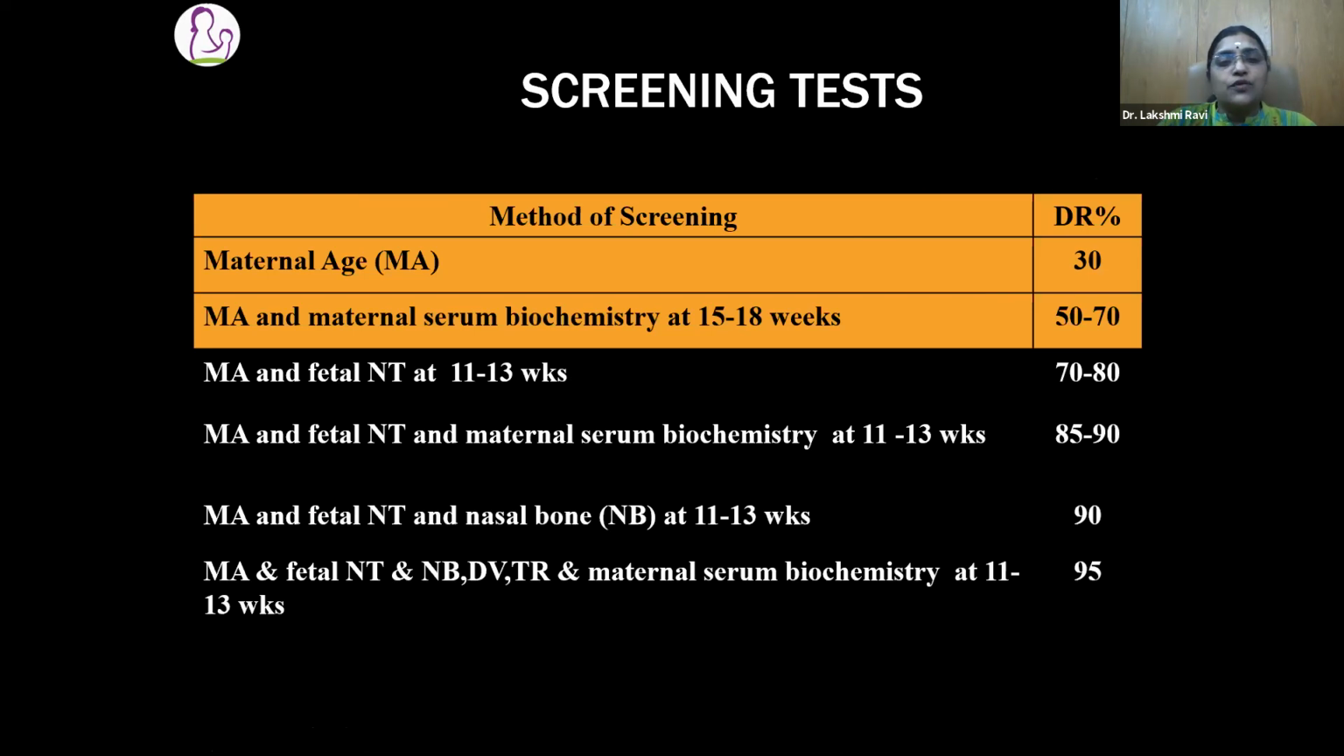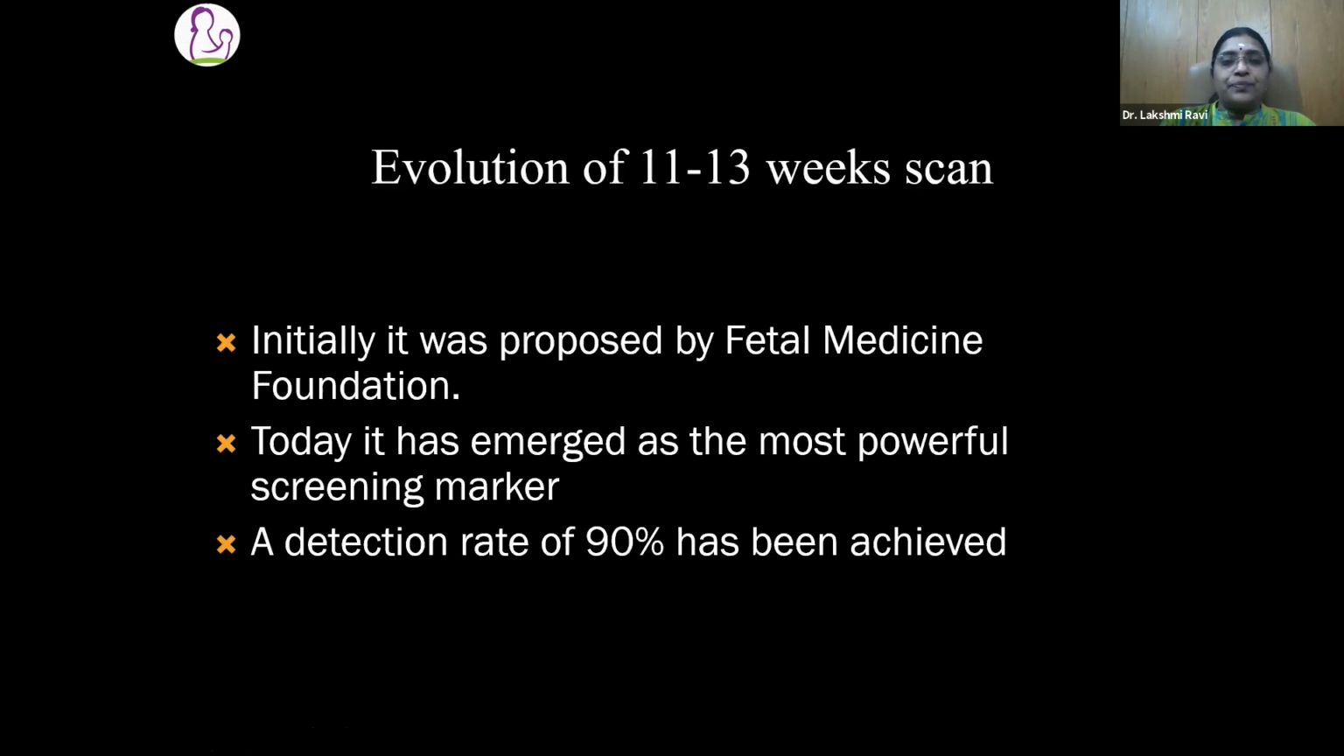Considering the detection rates of the screening test, as I told you earlier, the maternal age and the fetal NT and maternal serum biochemistry at 11 to 13 weeks, which we call the combined screening test, still holds good, and it is a universally accepted test which gives you a detection rate of as good as 85-90%. And if you keep adding markers like nasal bone, ductus venosus, or tricuspid regurgitation, then there will be a slight increase in detection rates with lower false positive rates.